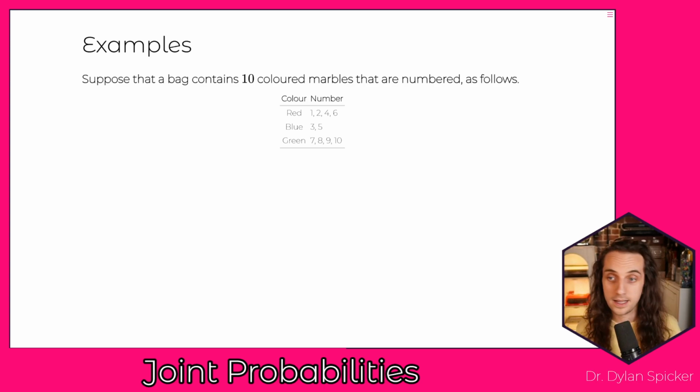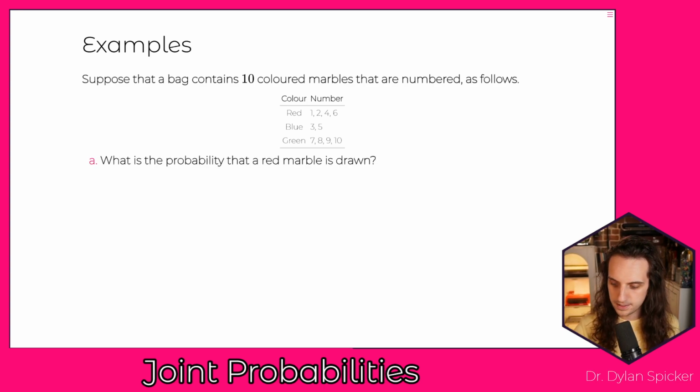So consider an example here where we're putting 10 colored marbles into bags, and they all have numbers, right? They're numbered 1 through 10, and we see here in this table that the reds are numbered 1, 2, 4, and 6, the blues are numbered 3 and 5, and the greens are numbered 7, 8, 9, and 10. Okay, so what's the probability that we draw a red marble? We can go through here and count up. We know there are a total of 10 marbles, and there are 1, 2, 3, 4 red marbles, and as a result, we can say that the probability has to be 4 out of 10. Of the 10 marbles, 4 are red, so it's 0.4 probability.